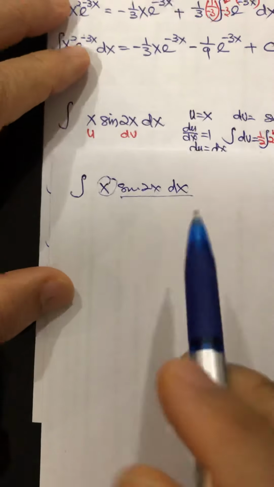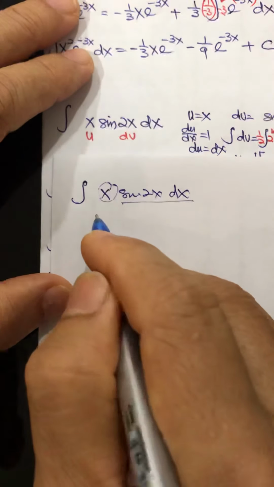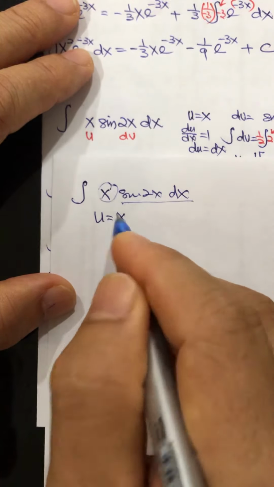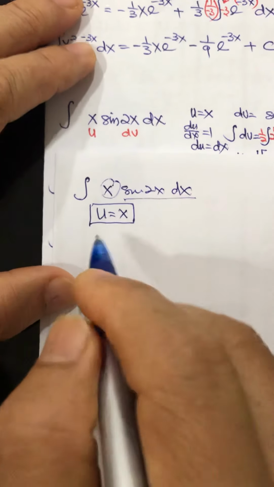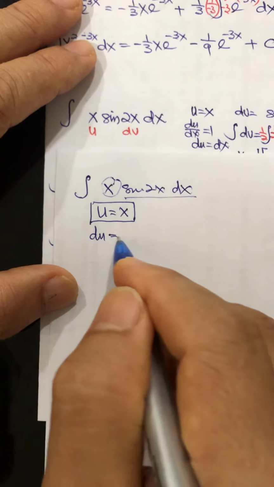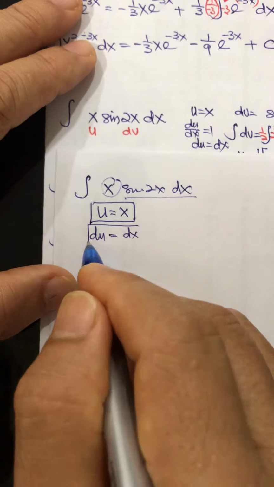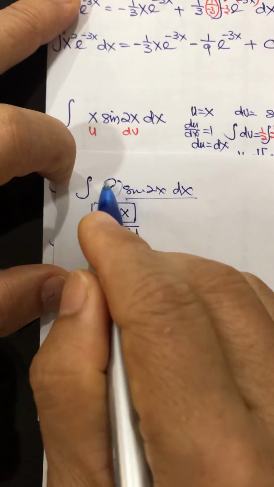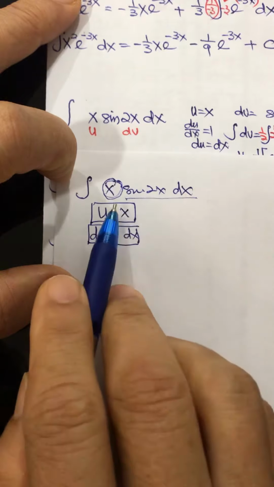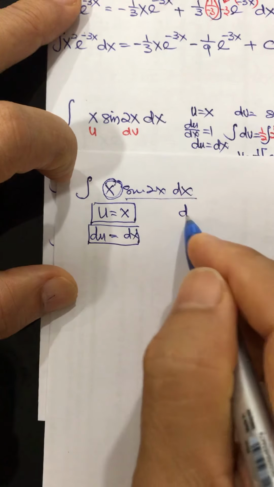Okay, now you see, so this one, the u is equal to x. So we have this one. Then you differentiate, du equal to dx. Another one, you have this one. Then I told you, after you identify your u, that is the algebraic, the rest is your dv.